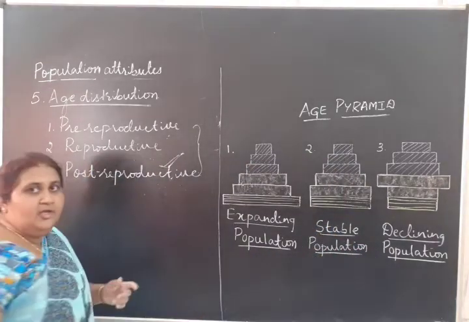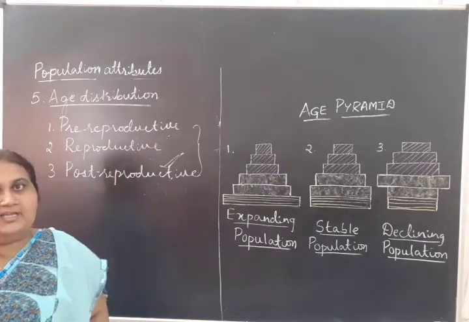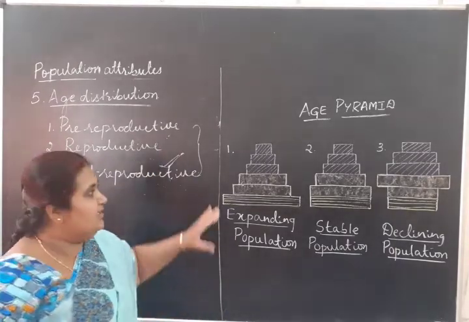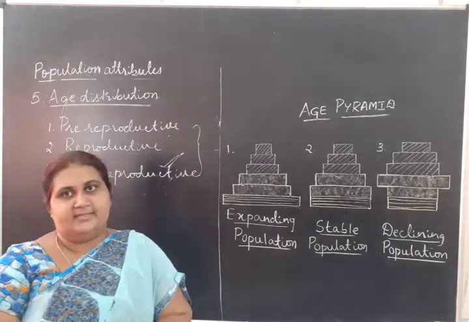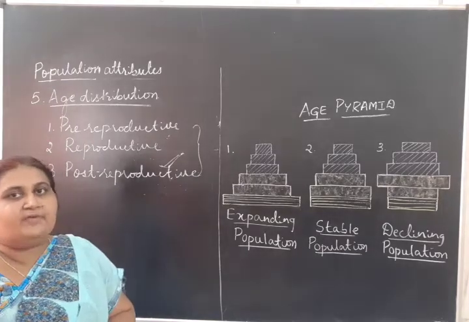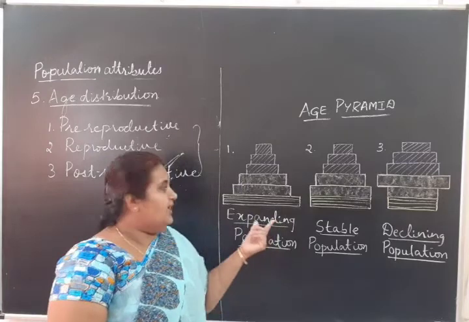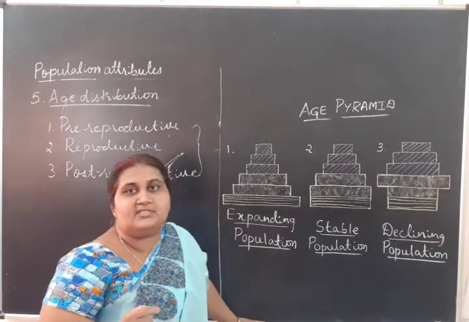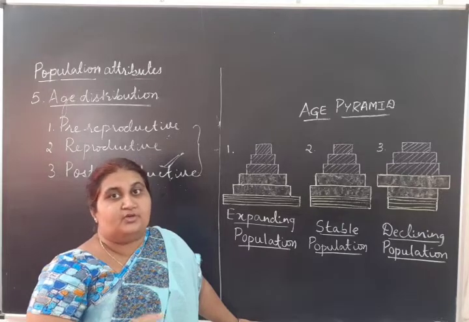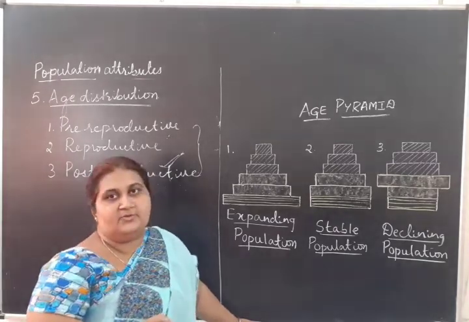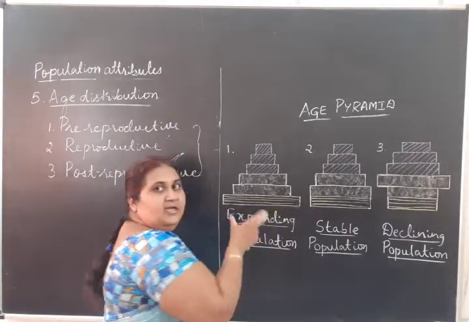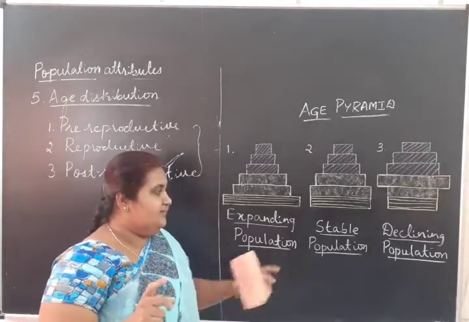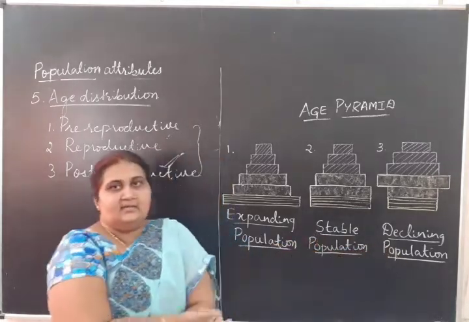Using these three age groups, we can plot a graph, and the resultant structure we call an age pyramid. What is the importance of the age pyramid? By seeing the age pyramid of any population, there is no need to study how many individuals within the population are young, pre-reproductive, how many are reproductive, and how many are post-reproductive. Only by seeing the age pyramid of that population, we can predict whether a population is expanding, stable or declining.